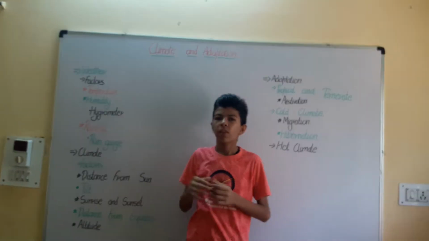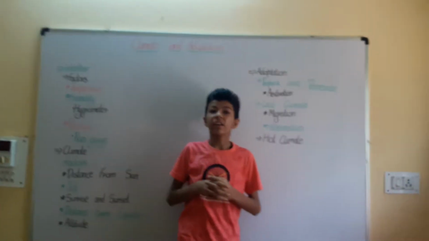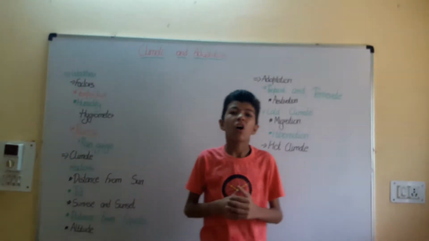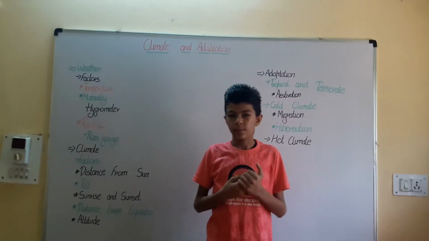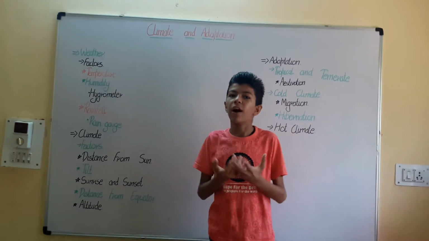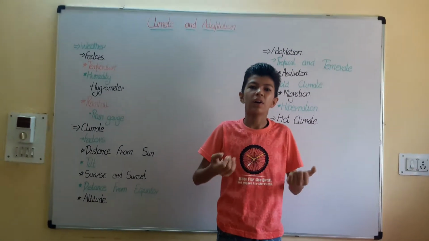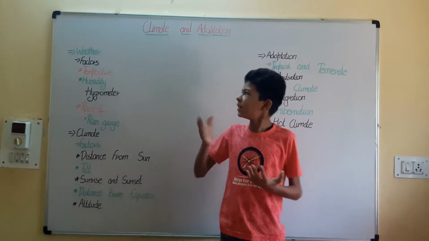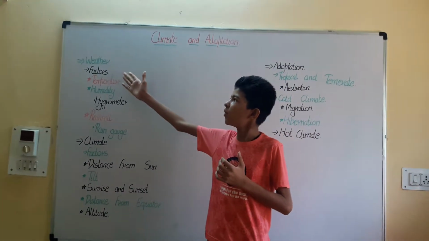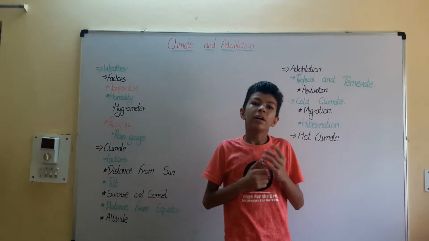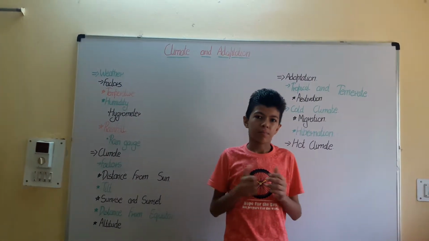First we have the weather. What is weather? Weather is the day-to-day change in the climate, or the change around us in the environment. Just like before, sometimes it was sunny but now it is rainy. This is an example of the weather. Weather changes from day to day or even hour to hour.